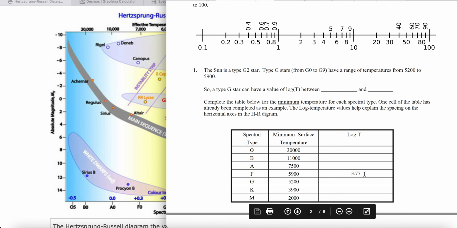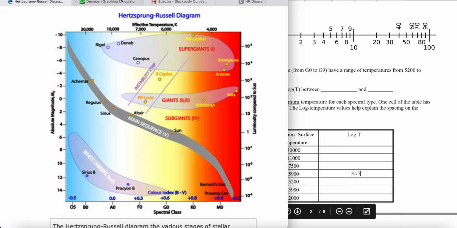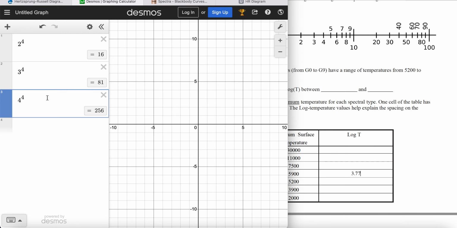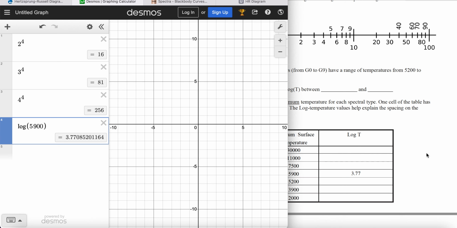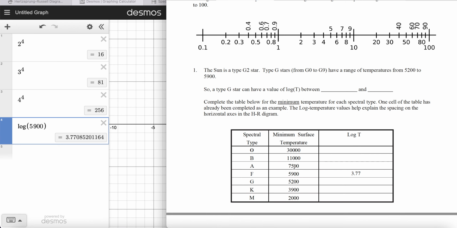What does that look like as a logarithmic value? Well, you would go over to Desmos. I'll do this one as an example. I'm just going to take log, and then I'll put in the number 5,900. And we see we get the value that I have already entered, 3.77. So you can see where I got that number from. To calculate all these others, it should be very straightforward. It's just going to be log, which is a basic function built into something like Desmos or any graphing calculator, just about any calculator. You just type in the temperature and then put the output here.